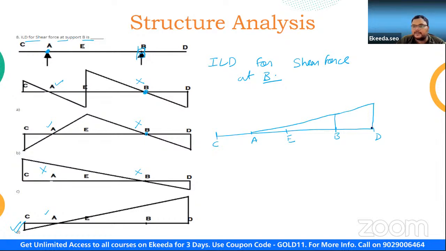So it is going to get extended like this. And then same slope we have to maintain this side also. So it is going to get extended like this. So here it is minus, here it is plus. So what is the correct option for this one? Option D. So I hope you all guys have got the correct option for this one.